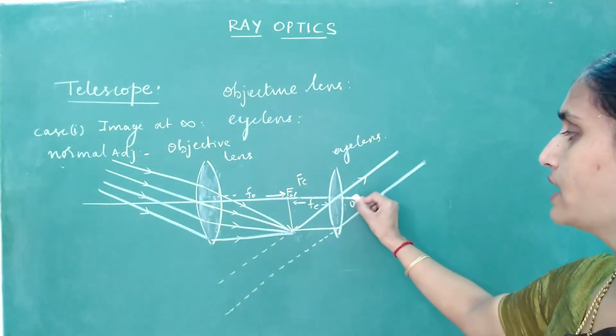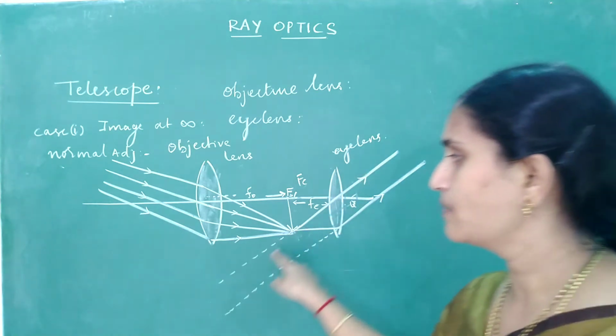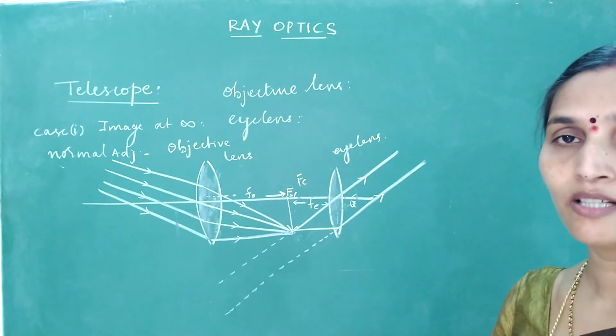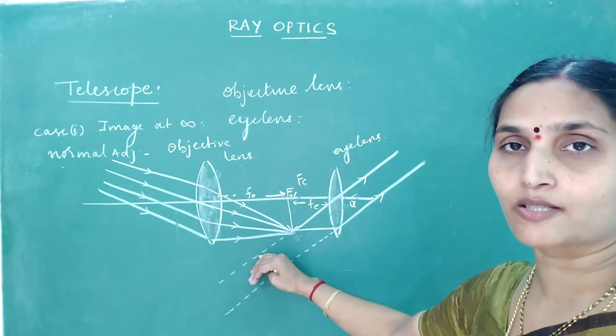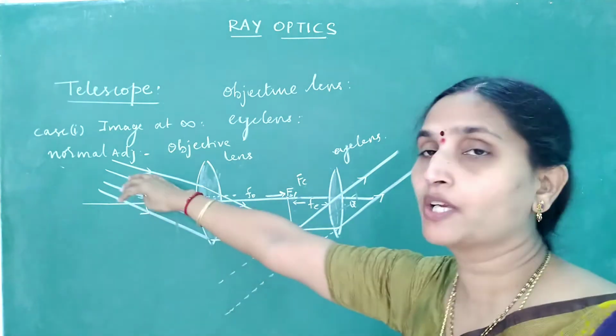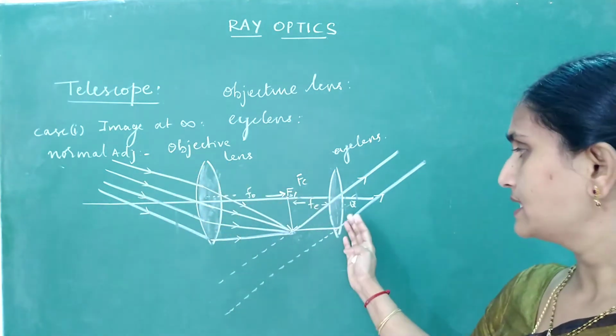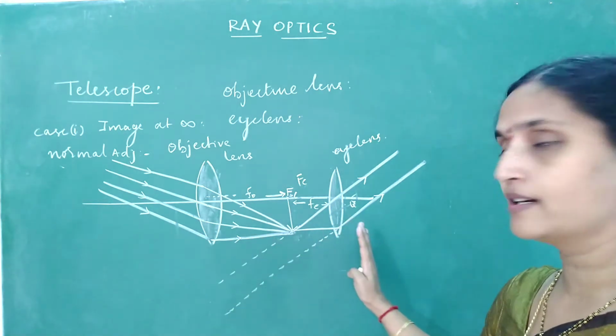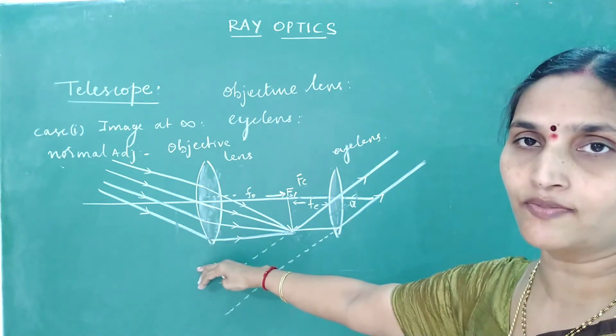Now if you place your eye close to the eye lens, we can see a magnified image of the object which is very far away from this particular telescope. So what exactly is the telescope doing? The first lens is bringing the object closer to you. The second lens is producing the magnification. So magnification is only by the eye lens, not by the objective lens.